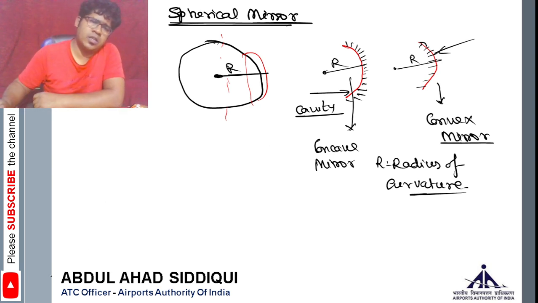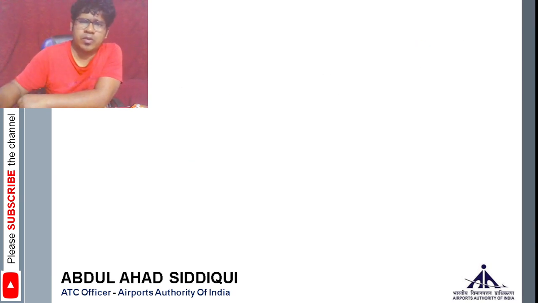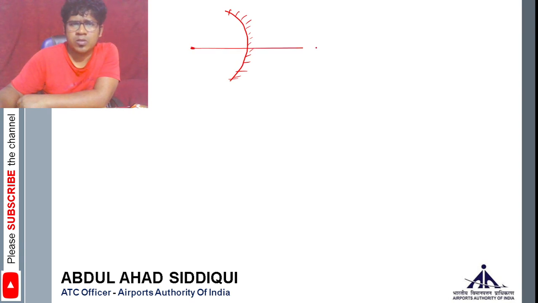So this is the spherical mirror. Now we'll understand the basic laws of reflection in the concave mirror. Let us see it one by one. Let's say this is the mirror, and this is the center. This line will be known as the axis, the principal axis.